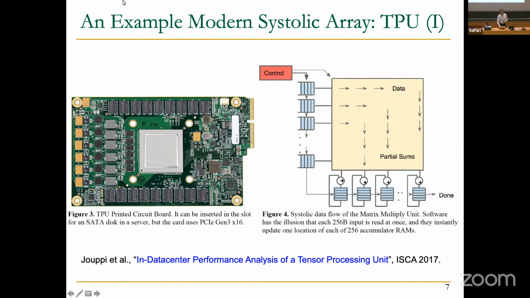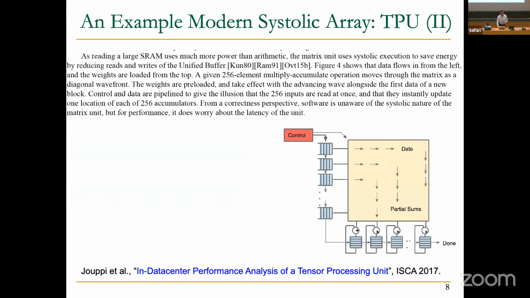But essentially, this TPU that was developed by Google starting in 2014-15, and it was described in the ISCA 2017 paper, is essentially a systolic array. Basically, you can even read that they say systolic data flow of the matrix multiply unit. Software has the illusion that each 256-byte input is read at once, and they instantly update one location of each 256 accumulator RAMs. Basically, they do multiply and accumulate to do matrix multiplication, essentially.